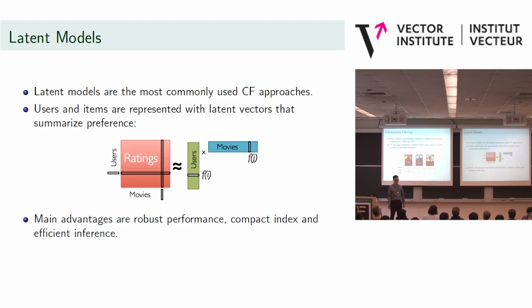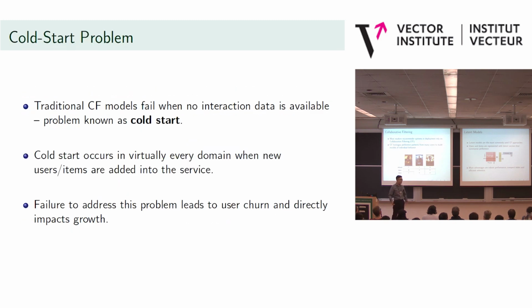Of the CF approaches, latent models are the most commonly used. In latent models, users and items are modeled by latent factors, and that summarizes the preference information. The main advantages of the latent models are robust performance, compact indices, and efficient inference.